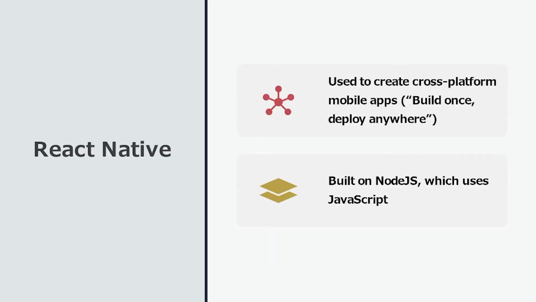React Native is a framework that's used to create cross-platform mobile apps, very much with the philosophy of build once, deploy anywhere. It's not the only framework that does this, but it is the one that we are going to be using for this project and in this course. So React Native is built on Node.js, which uses JavaScript, hence why we are learning JavaScript first.